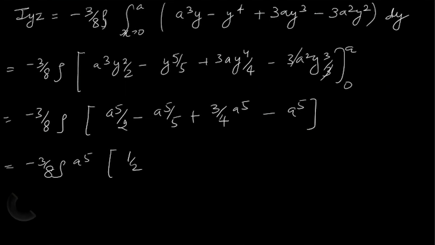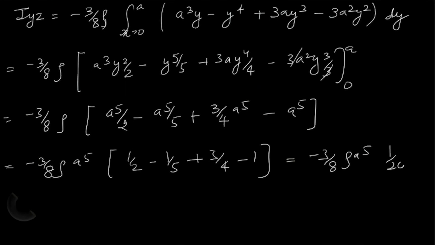Take the a to the power 5 common. This is half minus 1 over 5 plus 3 over 4 minus 1. So after solving this, we get minus 3 over 8 rho a^5. This is 1 over 20.